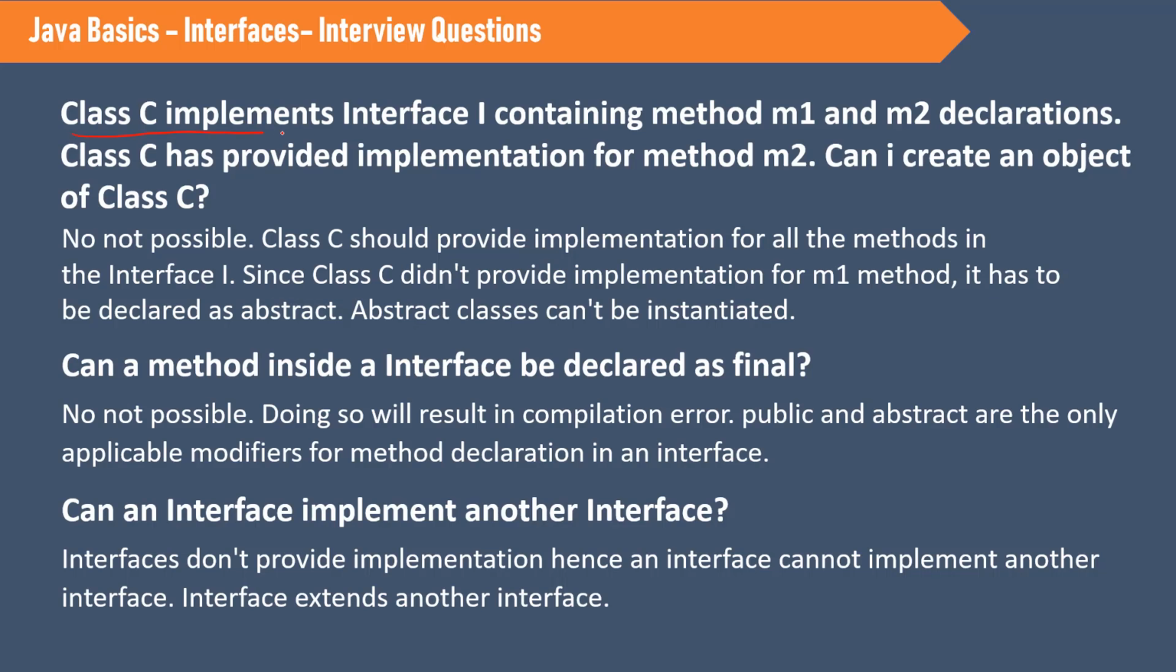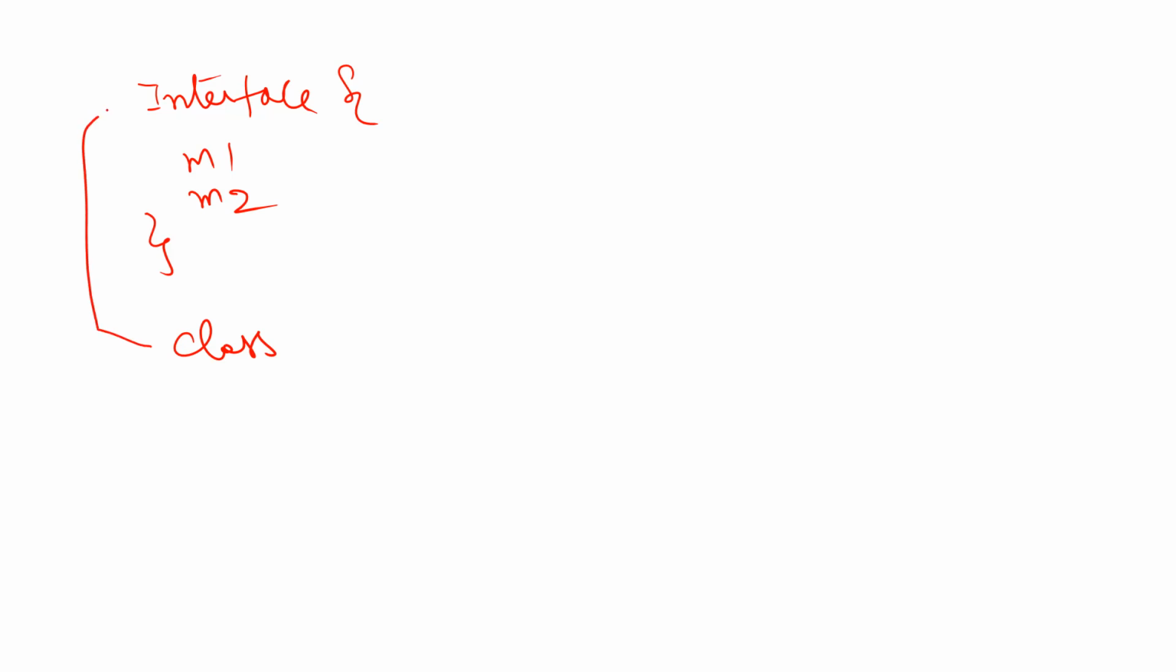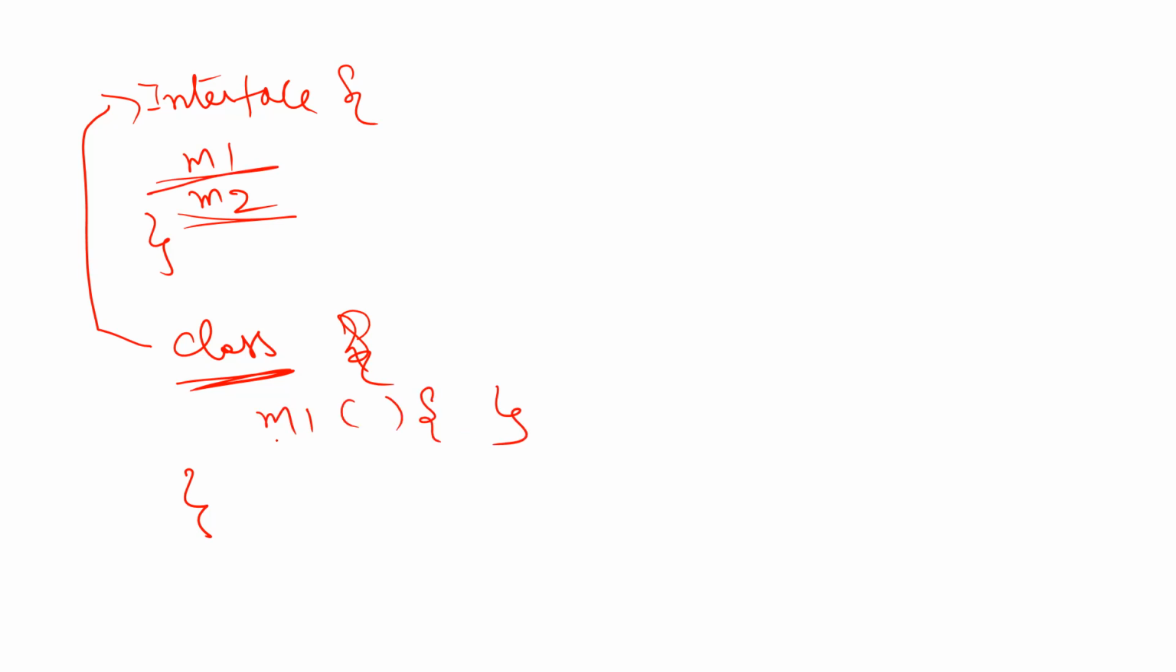The next question is: class C implements interface 1 containing methods M1 and M2 declarations. Class C has provided implementation for method M2. Can I create an object of class C? Okay, this is my interface, and this interface contains methods M1 and M2, and we have a class here which is implementing this interface, and this class has provided an implementation for one of these methods. Let's say M1 method is implemented in the class.